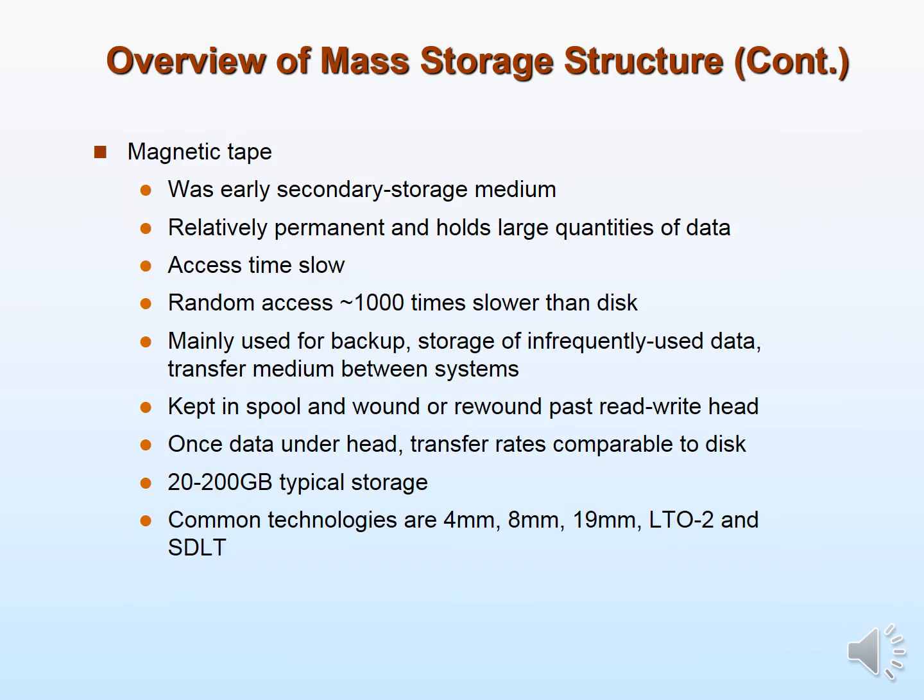Magnetic tape is an early storage medium. Its access time is slow, but it holds large quantities of data. Its access is 1000 times slower than disk, and it is used for backup. It is kept in spools. Once the data is under the head, transfer rates are comparable to disk. Typical storage is 20 to 200 GB. It uses 4 mm, 8 mm, 19 mm, and LTO formats.